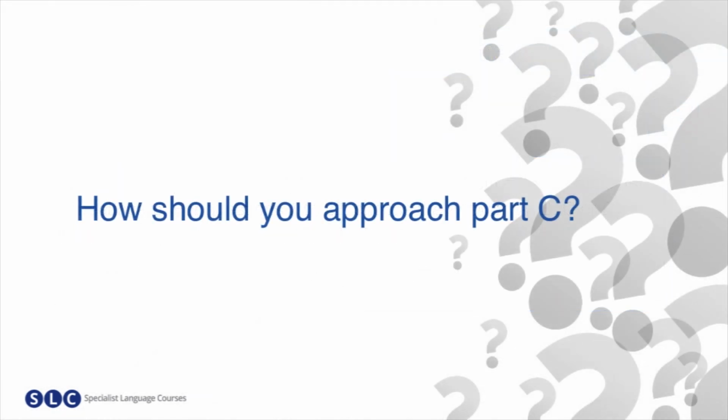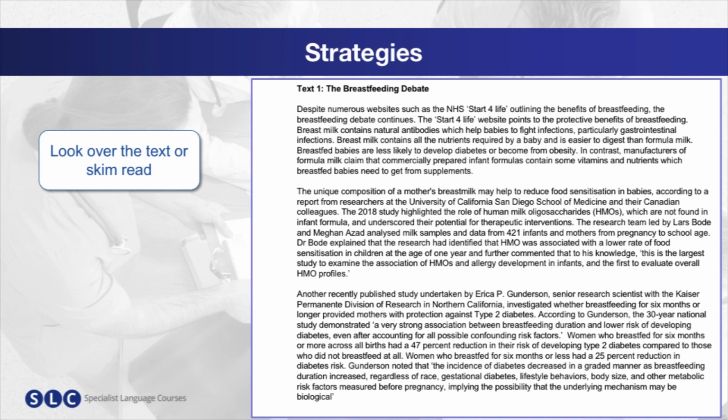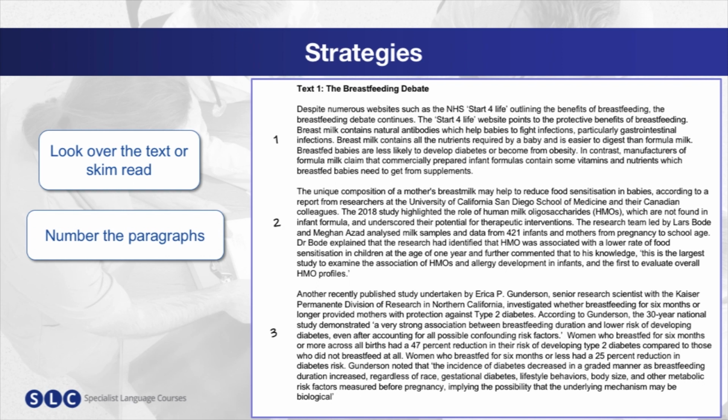So how should you approach reading Part C? Let's take a look at some strategies you can use. So first, it's a good idea to look over the text or skim read them quickly. You don't want to spend too long doing this though, but you need to get a general idea of what the texts are about. Number the paragraphs, as most questions will reference a particular paragraph and you want to be able to find the relevant one quickly. And approach each question individually. They are not connected.